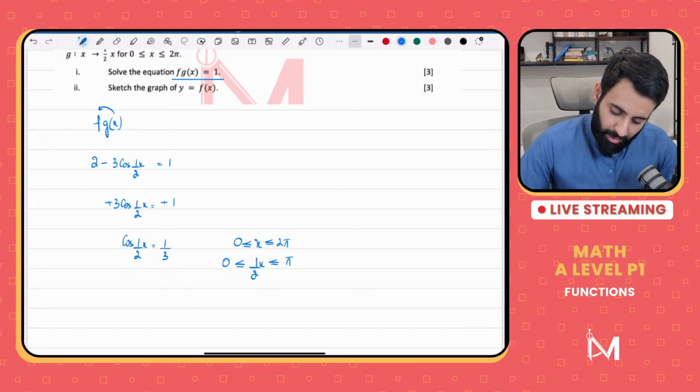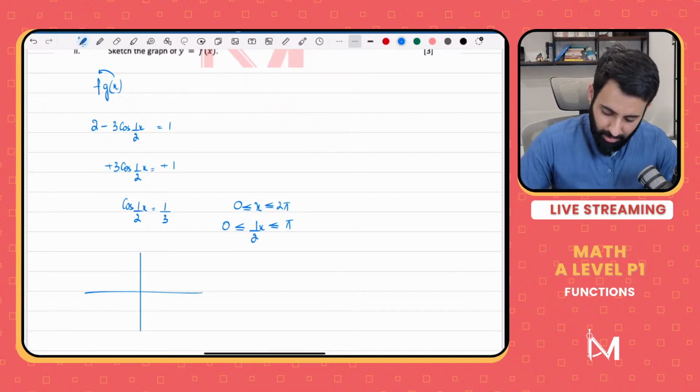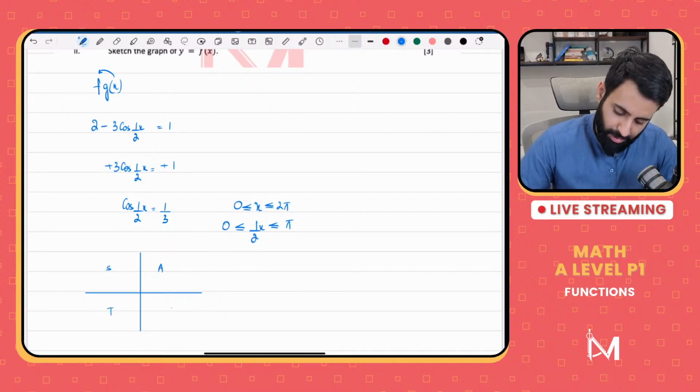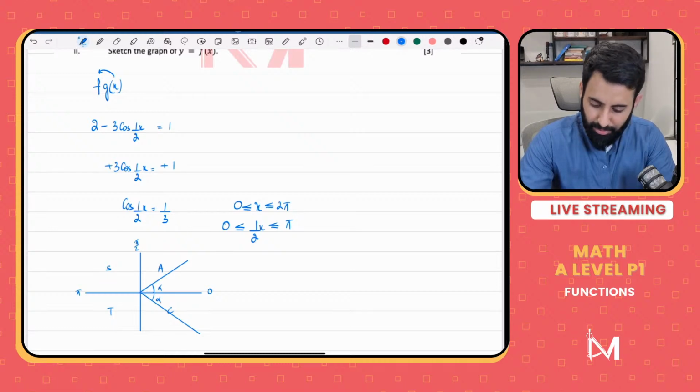Okay? Cos is positive. That means it could be in the first or in the fourth quadrant. Now, should we consider the fourth quadrant? No, of course not, because the range is only from 0 to pi. So 0, pi upon 2, and this is pi. So here we go, and here we go. So this is alpha and this is alpha. We're obviously not going to consider the fourth quadrant. So let's make sure that your calculator is in radian mode for this one. Let's take cos inverse of 1/3, which is equal to what?